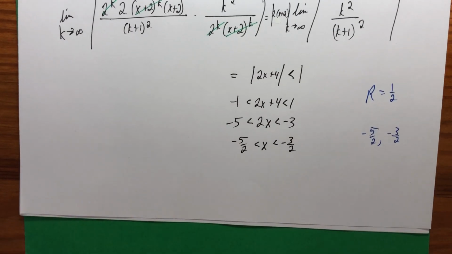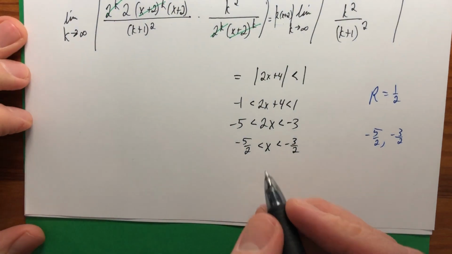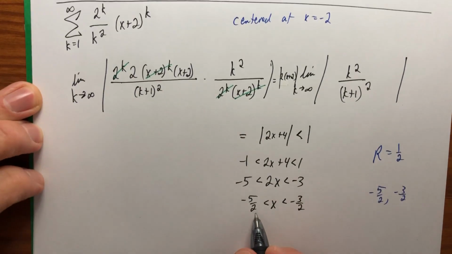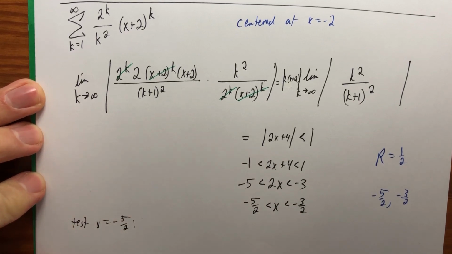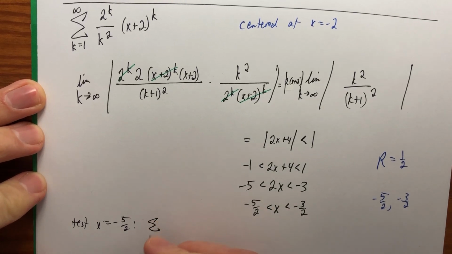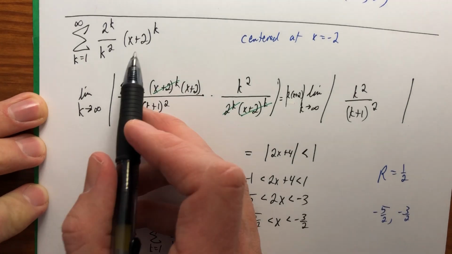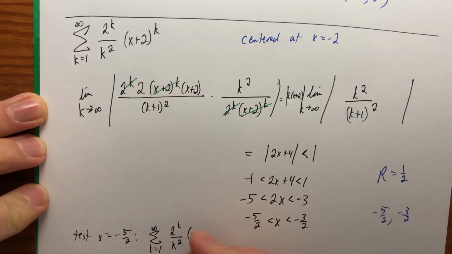I'm kind of running out of room on my paper, but that's okay. We are going to plug in -5/2. We're going to do some of it in our head. So we are going to test x equals -5/2. And when we do, we're going to have the sum from 1 to infinity of 2 to the k over k squared, -5/2 plus 2 is -1/2, and that is to the k power.